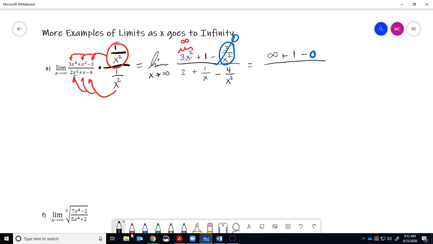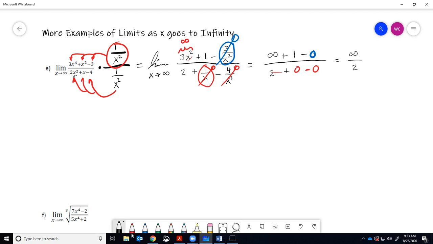Divide all that by the bottom. So 2 is a constant, so the limit of a constant is the constant, plus what happens as x goes to infinity to 1 over x? 1 over infinity. Remember, when we discussed a finite number divided by infinity, all of that goes to 0. And the last term here is also the same situation. 4 over x squared, so 4 over infinity, the whole thing goes to 0. So minus another 0. So what does that mean we end up with? Well, infinity plus 1, still infinity, minus 0, still infinity. On the bottom, we have 2 plus 0 minus 0, so that's 2.